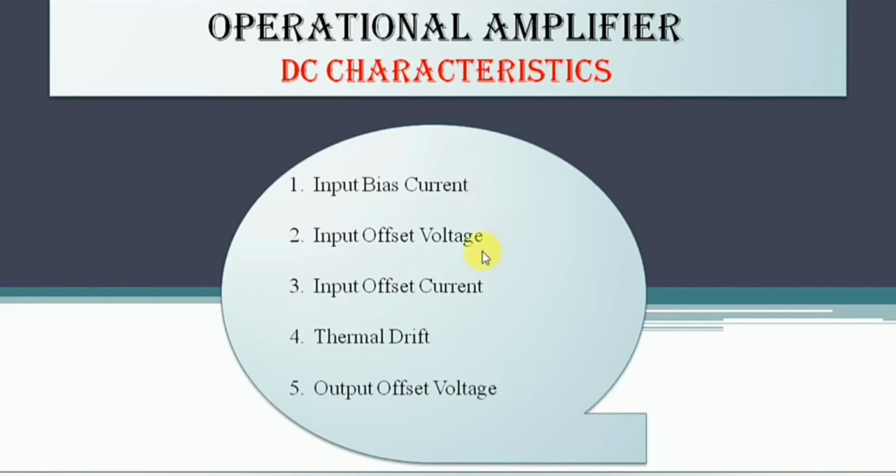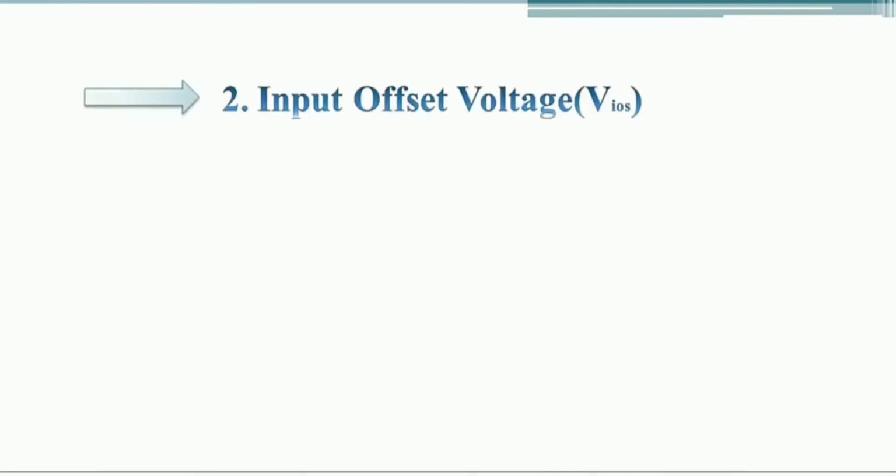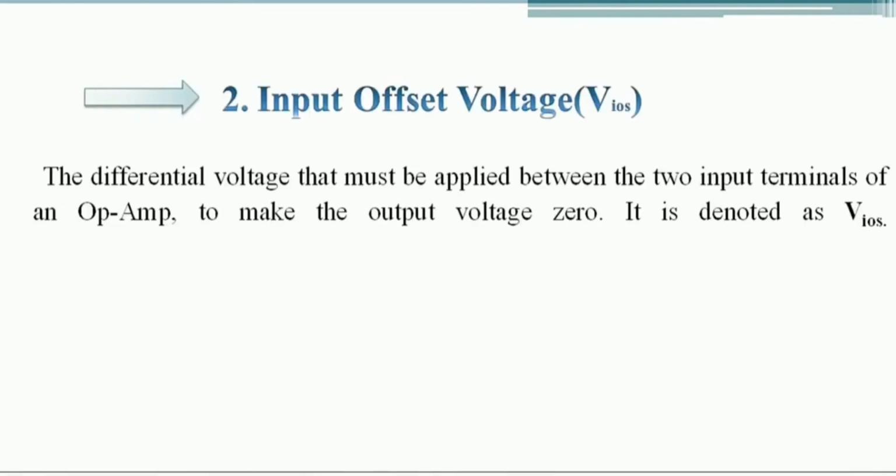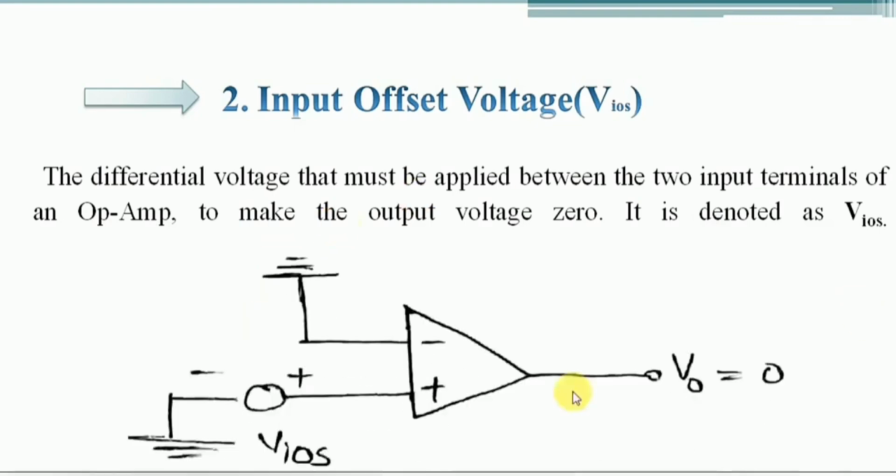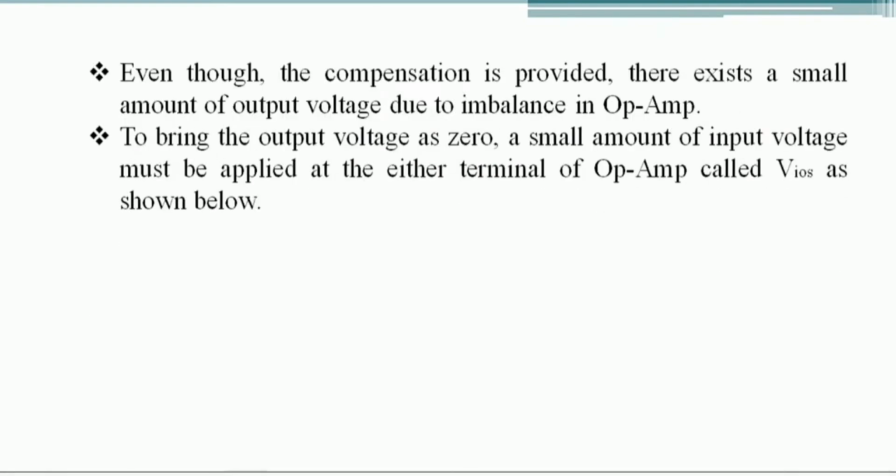Now we are going to see the second parameter, that is input offset voltage. Now we are going to see the definition of input offset voltage. The input offset voltage is nothing but the differential voltage that is applied between the two terminals of the op-amp in order to make the output voltage 0. Means the voltage that is applied between the two input terminals of the op-amp is nothing but the input offset voltage. Now, why do we have to consider this input offset voltage?